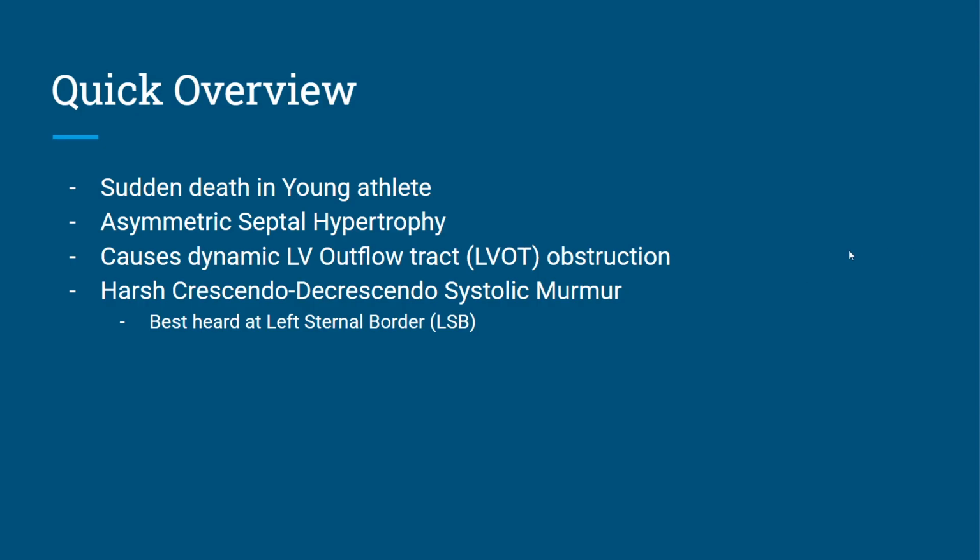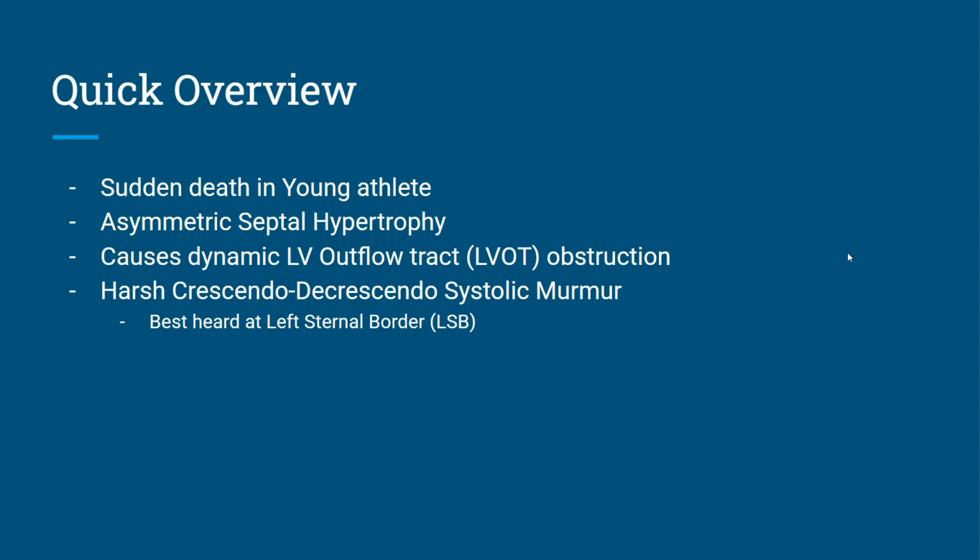And this is also known as the systolic anterior motion, or SAM, of the mitral valve. And the worsening obstruction is caused by SAM further blocking the outflow tract, which increases the turbulence. And this causes a harsh systolic murmur with a crescendo-decrescendo pattern, which is best heard at the left sternal border.